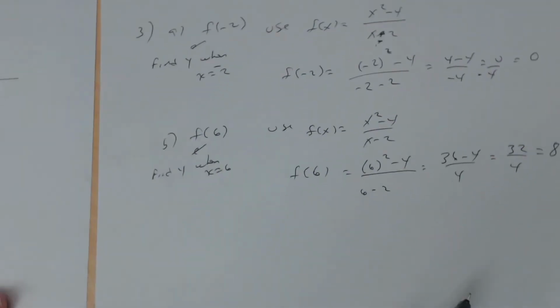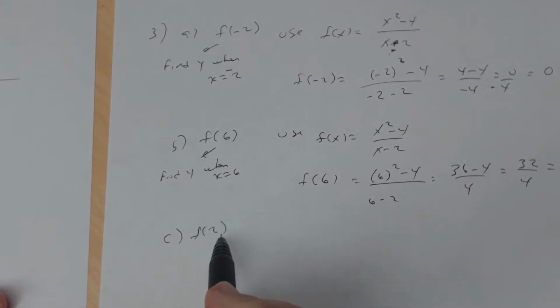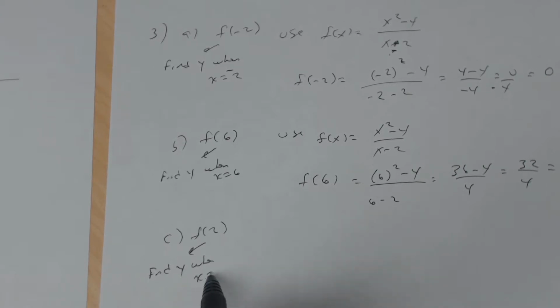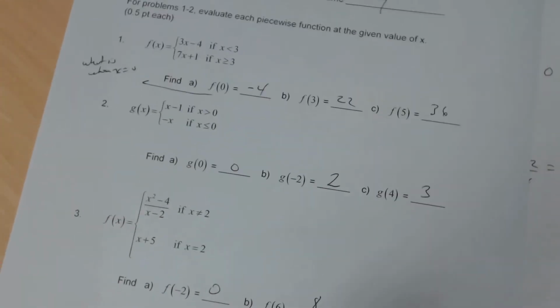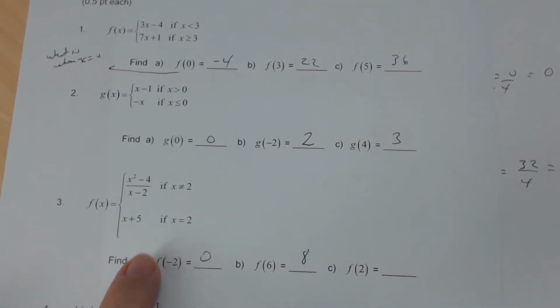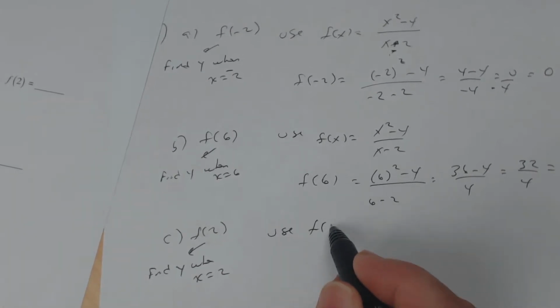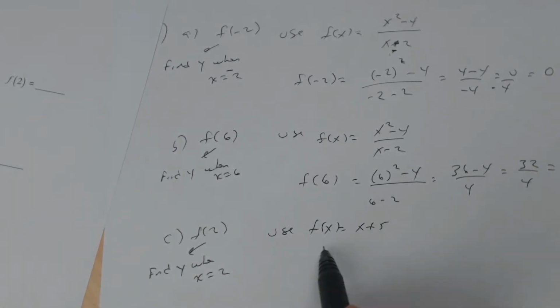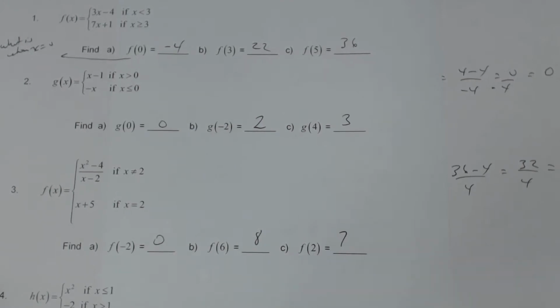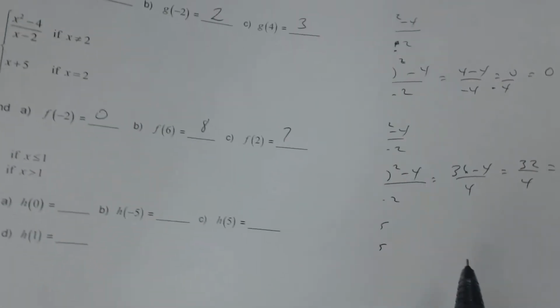All right, now let's find f of 2. So again, this says find y when x equals 2. All right, so again, do I use this one? Yes, that's the one I use, because now x is 2, so I must use this one. So I'm going to use f of x equal x plus 5. To find f of 2, where we see the variable x, I'm going to substitute 2. So I get 2 plus 5, which is 7. So f of 2 is 7. So what we found was that when x is 2, my y value is 7. All right, that takes care of 3.